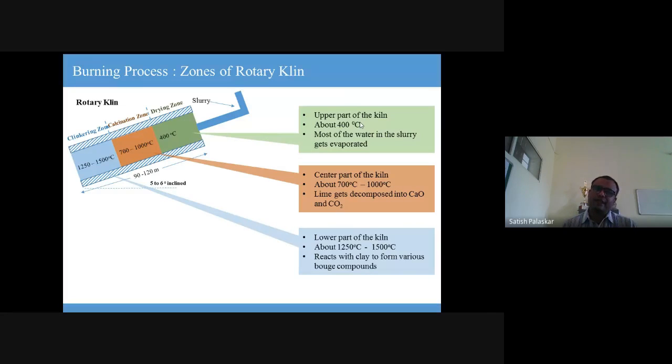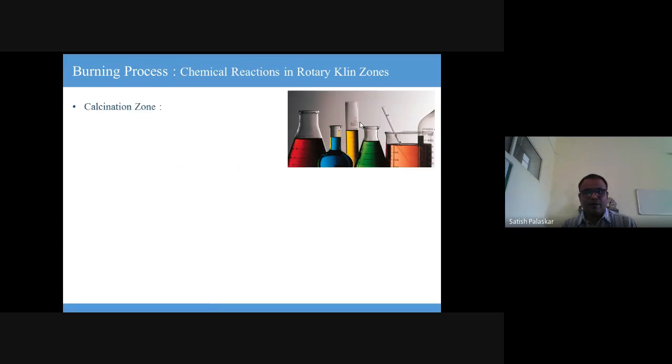Then it will come to the next part, that is the clinkering zone. It is the lower part of the kiln where the temperature is about 1250 to 1500 degrees centigrade. That clay, that reacted clay, forms various Bogue compounds. Okay, these compounds we will see in the next slides. First, we will see what reaction takes place in the different zones.